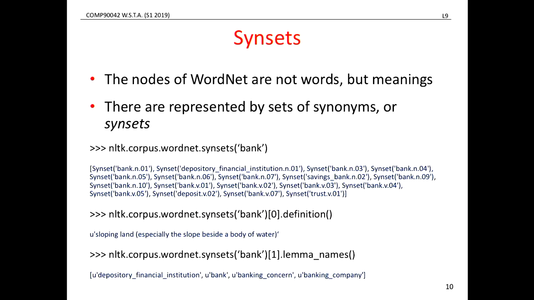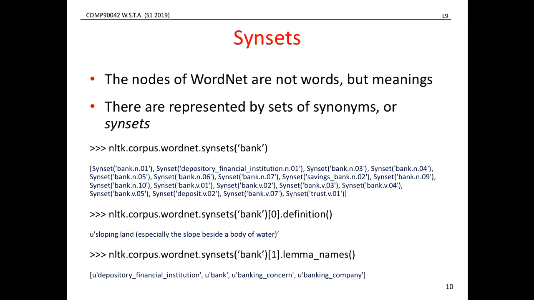So, for instance, we can look at the definitions. The definition of item 0 is a piece of sloping land, especially beside a body of water, like a river, for instance. And then for the second instance, we're looking at this synset, which has this horrible name, depository financial institution. It has various different ways that you could describe it in language. So this is an example of a synset with multiple lemmas.